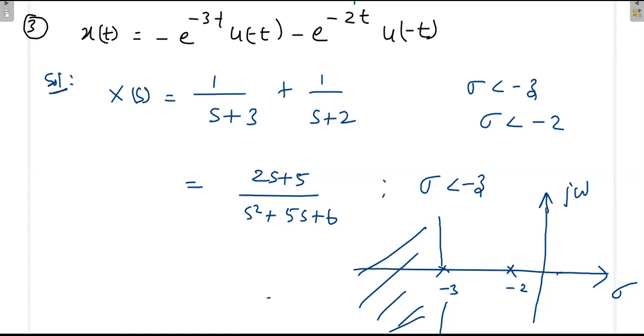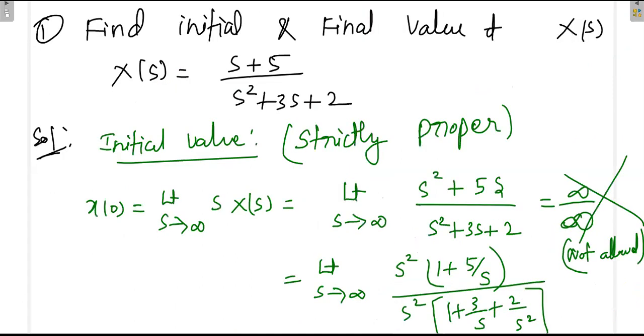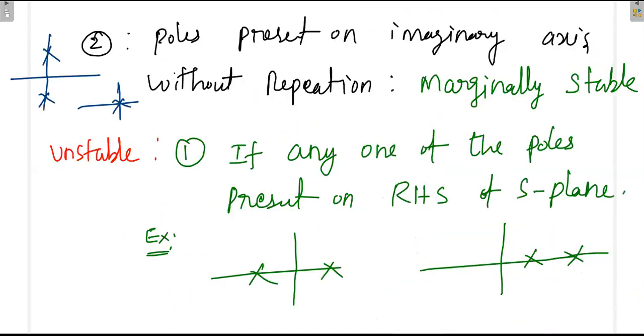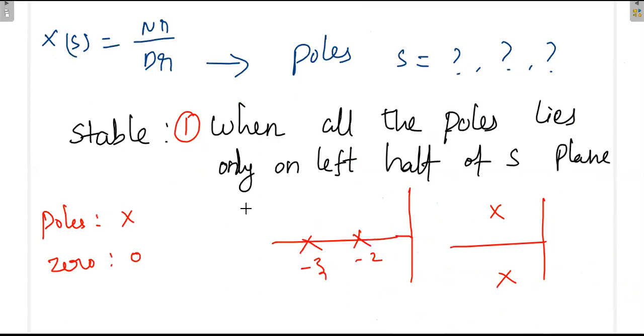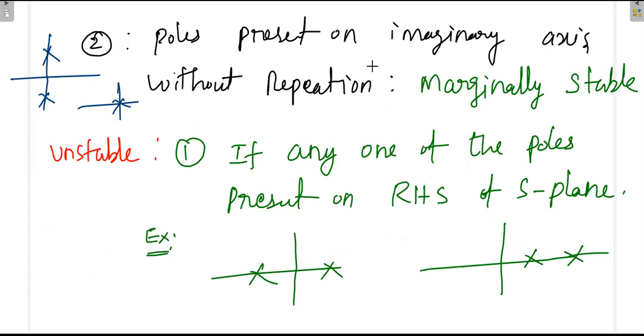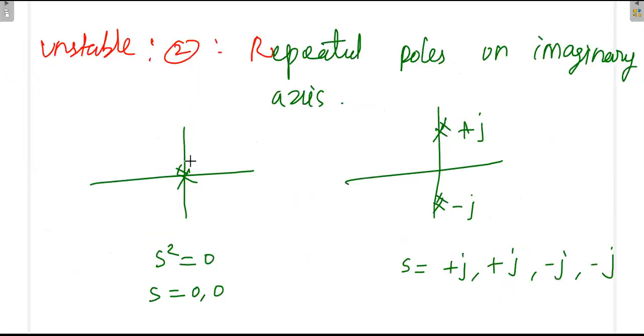Before that, we made some mistake here, regarding the stability. I gave you some statements here. If the system is stable, the poles have to be only on the left half of the s plane. If the poles are on the imaginary axis, that is marginally stable. For unstable, if any one of the poles is on the right hand side, the system is unstable. And also if the poles are repeated on the j omega axis, then also the system is unstable.